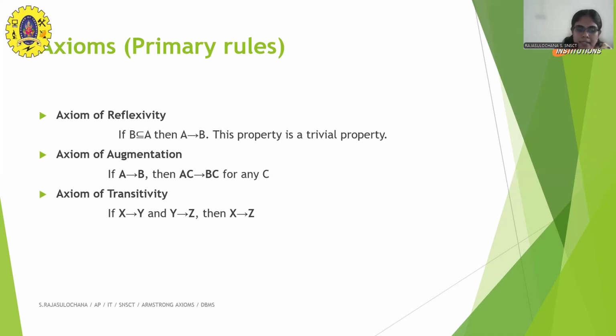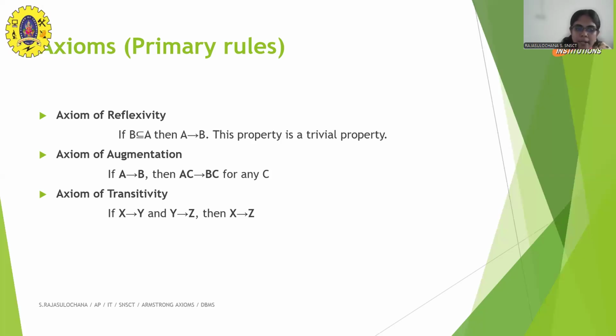So axiom of augmentation is that the functional dependency A determines B holds, then we can also say that the functional dependency AC determines BC also holds for any attribute C. That is, let us consider one example. If student ID can determine the student name, we can also say that student ID along with the course code can determine student name and the course code. So this is axiom of augmentation. If any attribute is augmented to both left-hand side and right-hand side of the functional dependency, that dependency holds.